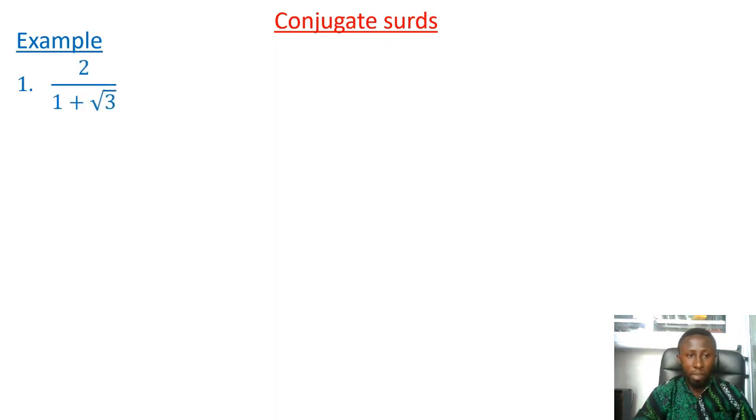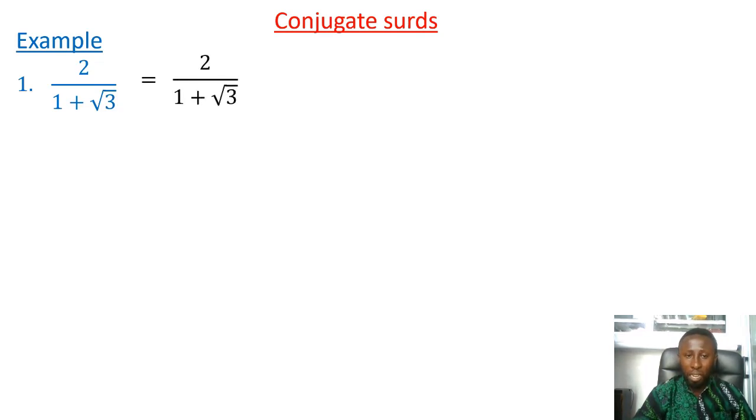So this is our first example here: 2 out of 1 plus root 3. And we are seeing this one is the same as the rationalization of surds, but there's a little difference here. The sign will change because it's a binomial. So we take the conjugate. We use the denominator to multiply the numerator and the denominator of the question, but the sign between them will change. That's why we call it conjugate.